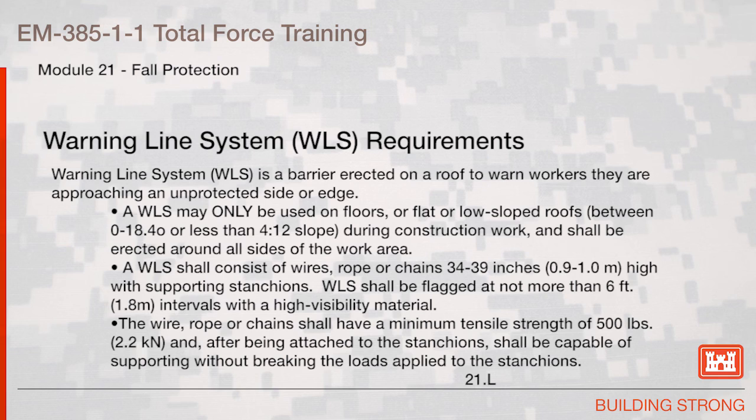of the work area. A warning line system shall consist of wires, rope, or chains 34 to 39 inches high with supporting stanchions. The warning line system shall be flagged at not more than 6-foot intervals with a high visibility material. The wire, rope, or chains shall have a minimum tensile strength of 500 pounds and after being attached to the stanchions shall be capable of supporting without breaking the loads applied to the stanchions.